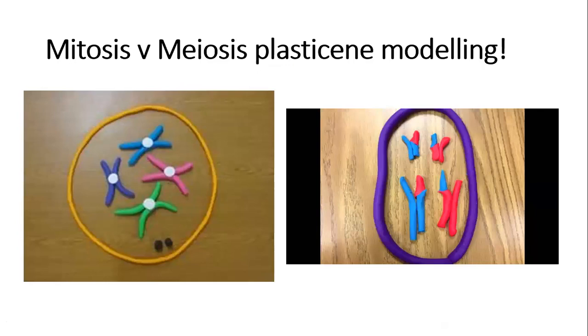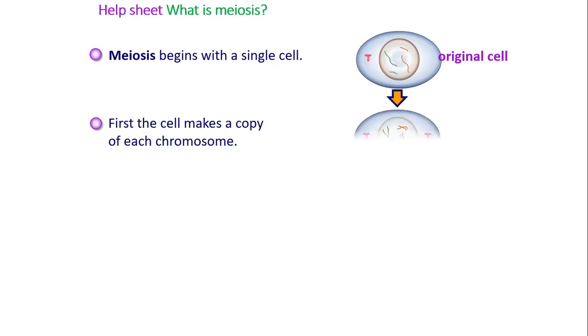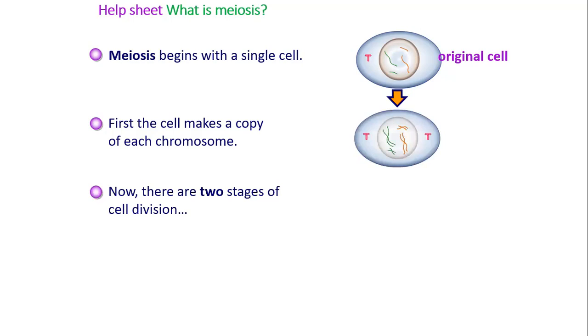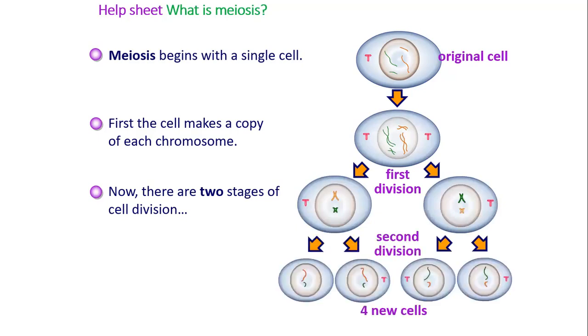Mitosis and meiosis. So, mitosis was the splitting of a cell. We're now going to look at meiosis. So meiosis begins with a single cell. This is our original cell. The cell makes a copy of each of its chromosomes. And now there are 2 stages of cell division. We have our first stage of cell division, and then it goes through cell division again a second time. Now, between the first and the second division, there is no replication of any chromosomes. That's our major difference from mitosis.